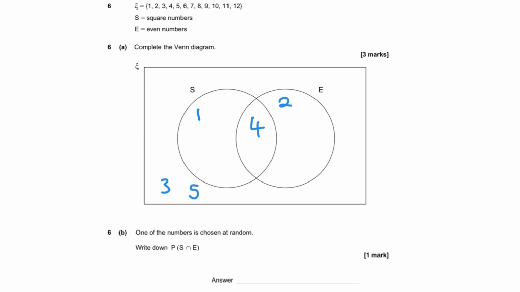5 is neither. 6 is even. 7 is neither. 8 is even. 9 is square. 10 is even. 11 is neither. And 12 is even.